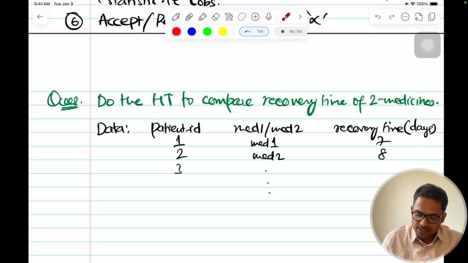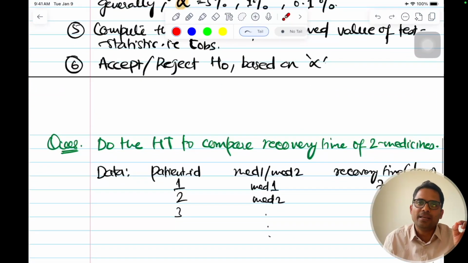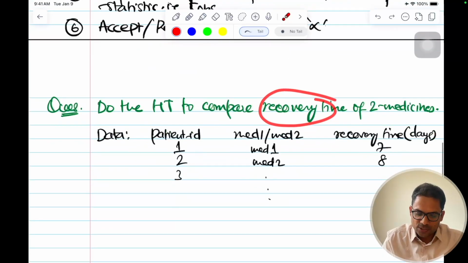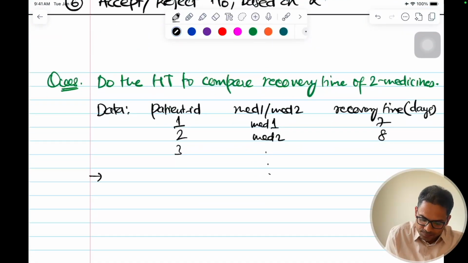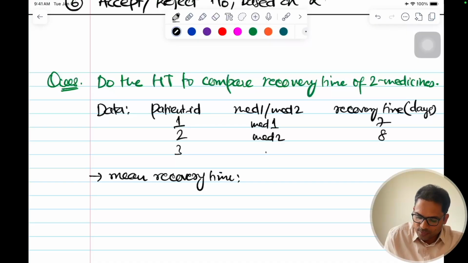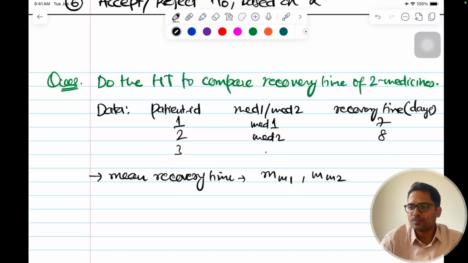Okay. So we need some metric to compare these two medicines, two groups. First of all, we choose that we'll go with the mean to compare. If the mean recovery time of medicine 1 is less, or the mean recovery time of medicine 2 is less, whichever is less, that is better. That's what we can compare. So we'll choose mean recovery time as the metric. Let's denote the two mean recovery times as mean recovery time for medicine 1 and mean recovery time for medicine 2, like that, MM1, MM2.